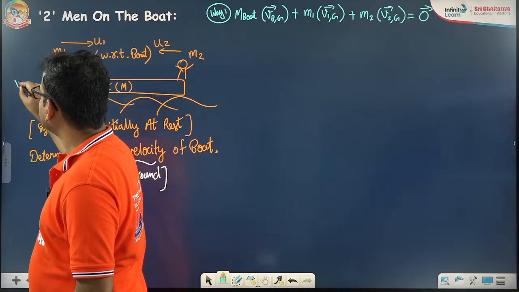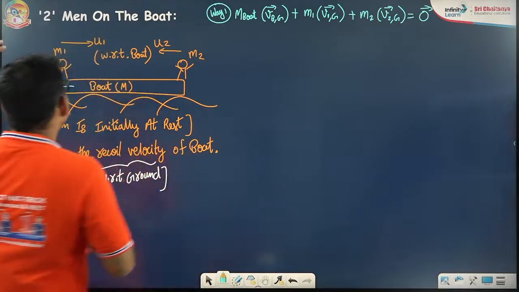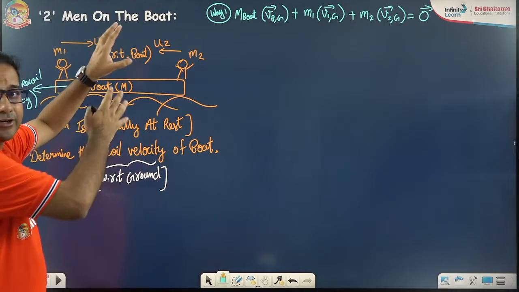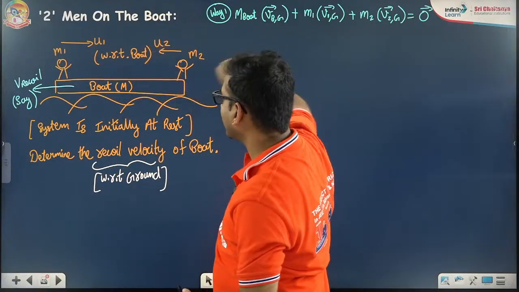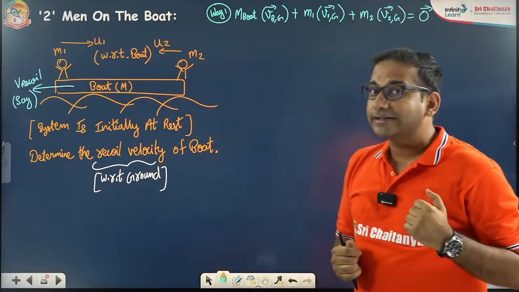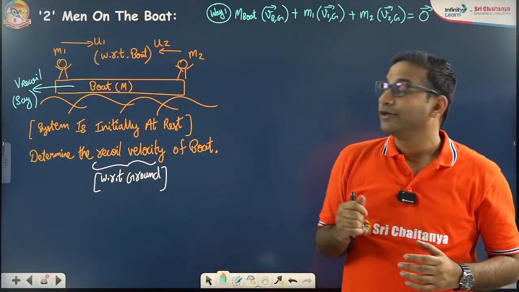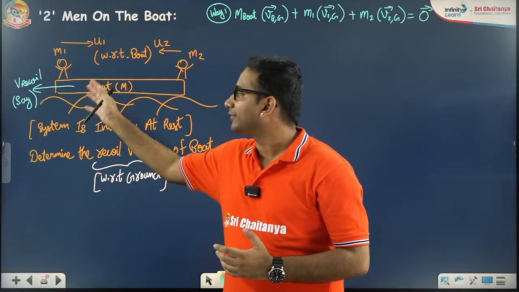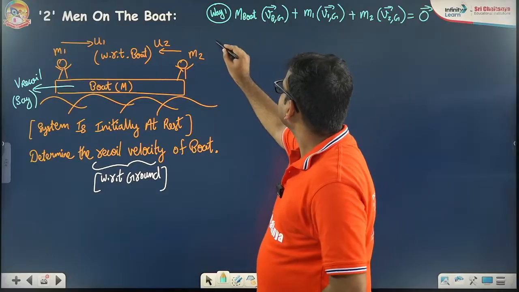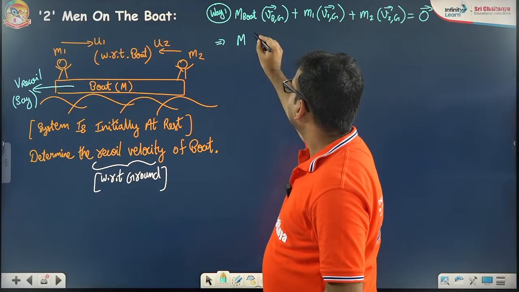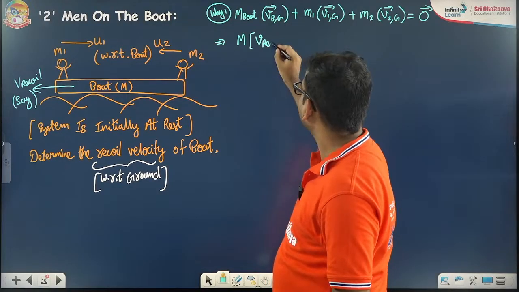Suppose the recoil velocity is this side. Although we don't know, if m1 runs with a greater momentum, then the recoil will be observed opposite to it. But if m2 runs with a greater momentum, then the recoil will be observed opposite to it. We don't know which, because all of them are symbols and none is a numerical value. So we have to suppose that the recoil velocity is towards the left. This is the mass of boat, capital M, and the recoil velocity of the boat with respect to ground is this.